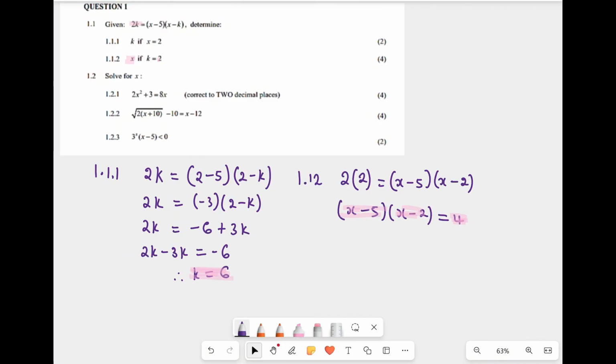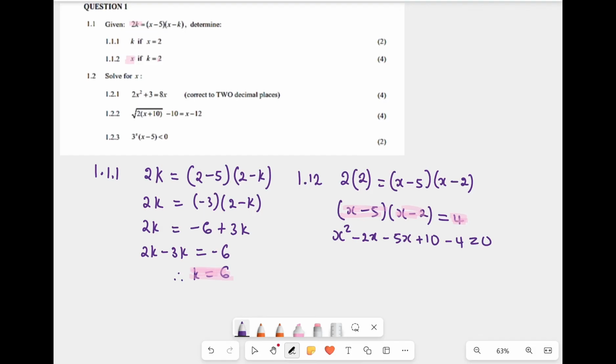So I'm going to have x multiplied by x, which will be x squared. X multiplied by negative 2, which will be negative 2x. And then negative 5 multiplied by x will be minus 5x. And then negative 5 multiplied by negative 2, this will be positive 10. And then if I transpose 4, it will be minus 4 is equal to 0.